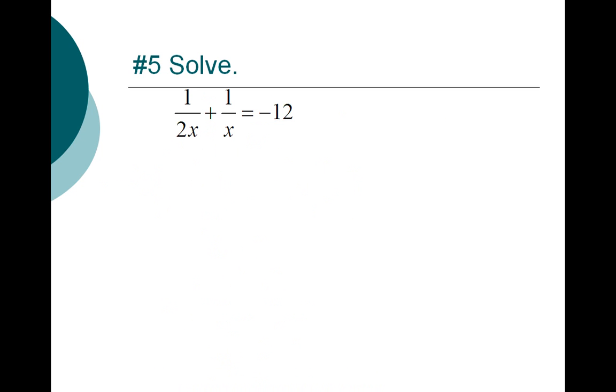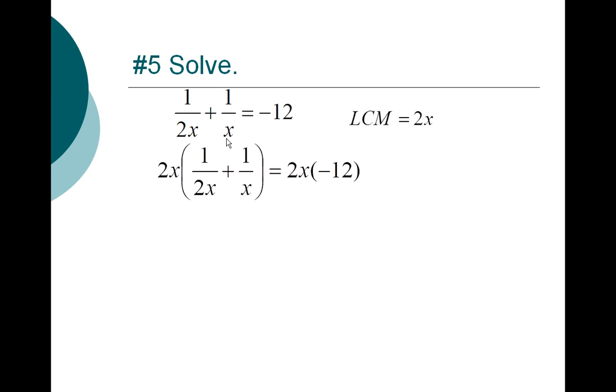Let's try this one. 1 over 2x plus 1 over x equals negative 12. What is the LCD? The LCD here is 2x. The only way we can make these look alike is to have 2x. So that's how you know what the LCD is. Just remember, we multiply every term by that LCD. We do not try to make both of them 2x.